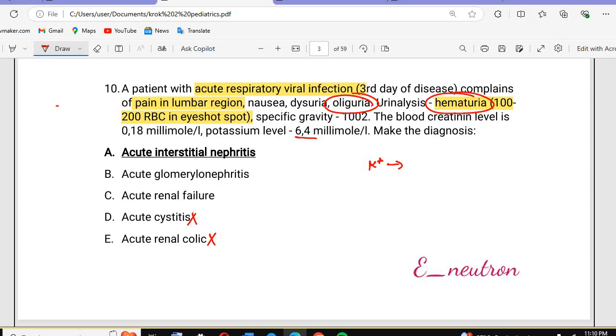Acute renal failure, of course, will not be the answer. Acute renal failure means everything is gone. The renal system is not working, the kidney is not working.